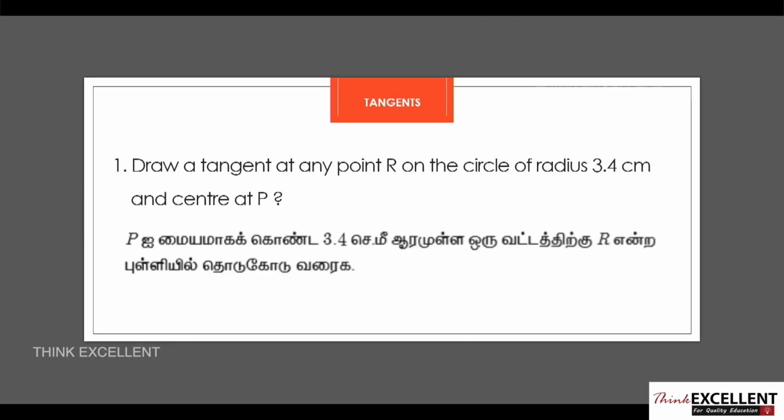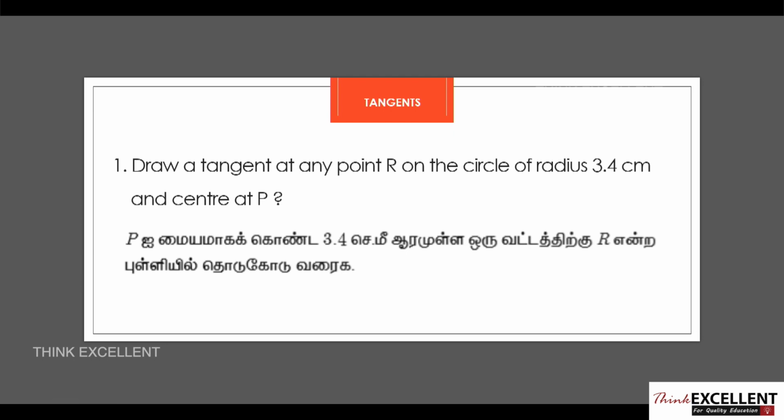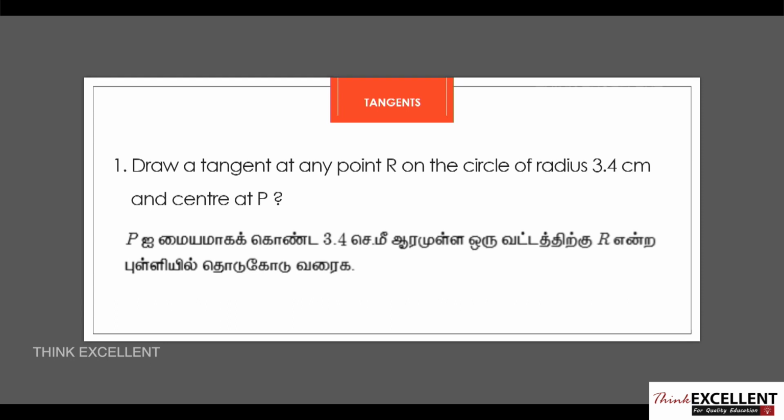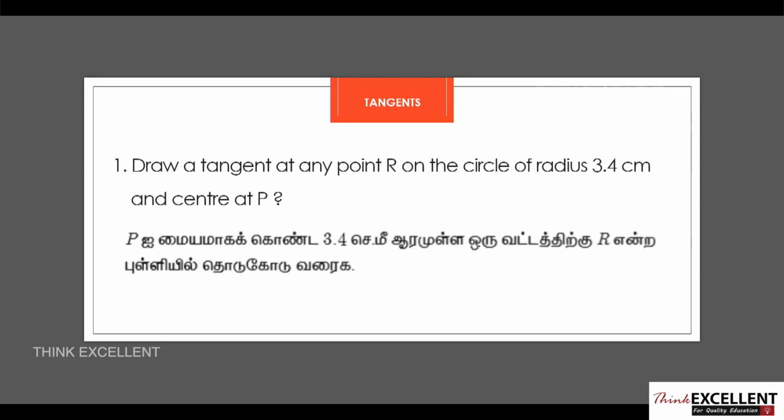Now just see this question. Draw a tangent at any point R, so read it carefully, on a circle of radius 3.4 centimeter and center at P. Again, draw a tangent. You can draw only one tangent at a point R on the circle. So you have to mark a point R on the circle of radius 3.4. It is not diameter. So radius is 3.4 and center at P.